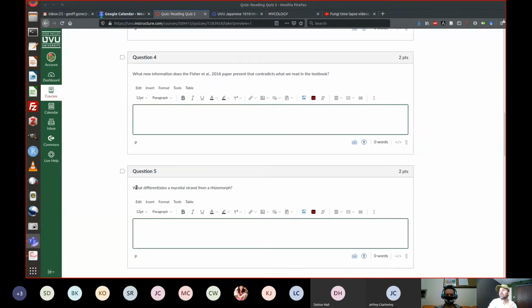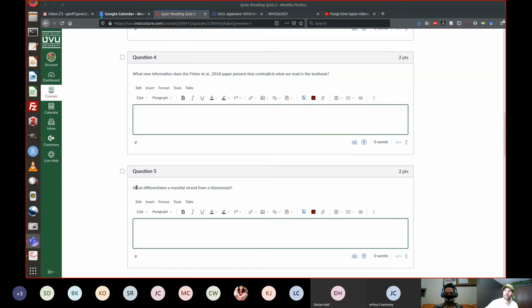What new information did the Fisher paper present that contradicts what we read in the textbook? Okay, I'm hoping that there's more species outside of higher fungi that have Spitzenkörper. Is that it? Okay. Yep. Our textbook is a bit dated. There's a newer version, but it's like $250. So, whatever. That's what papers are for. It says that Spitzenkörper aren't found in zygomycetes. That's what our textbook says, which was true at the time.